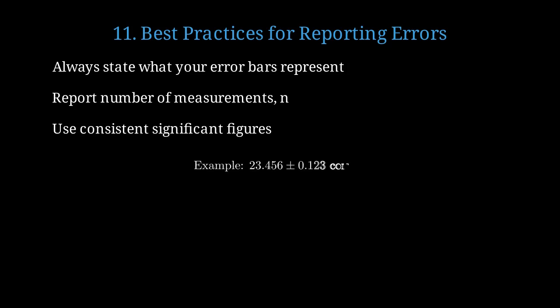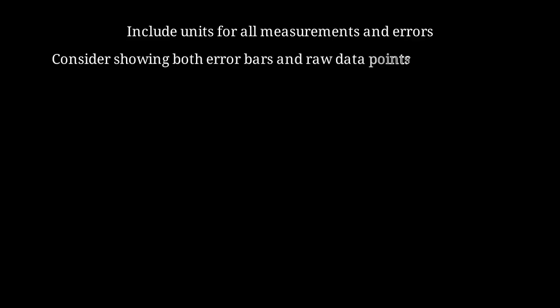For example, reporting 23.456 plus or minus 0.123 is correct because the precision matches. But reporting 23.456789 plus or minus 0.1 is wrong because we're claiming more precision than our uncertainty allows. Best practice 4. Always include units for both measurements and errors. Best practice 5. When possible, show both error bars and individual raw data points to give readers full context.